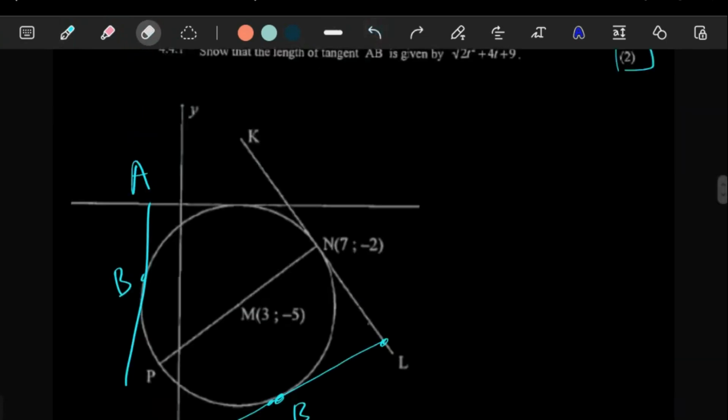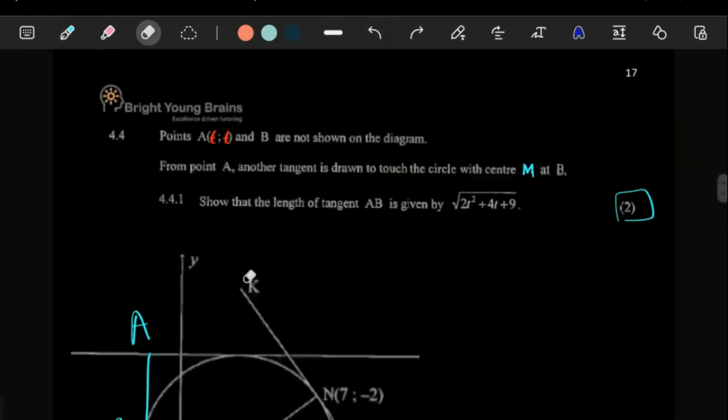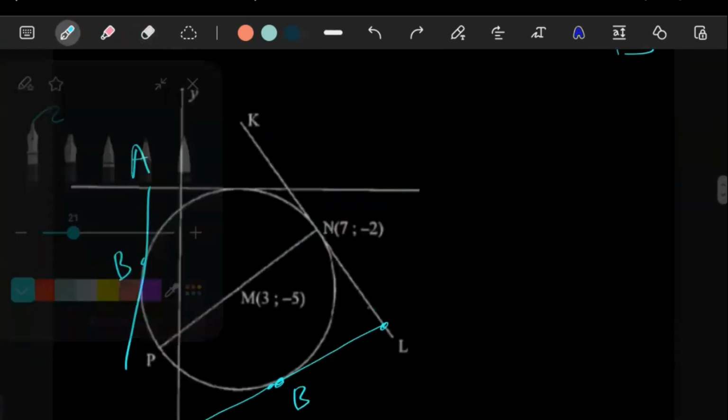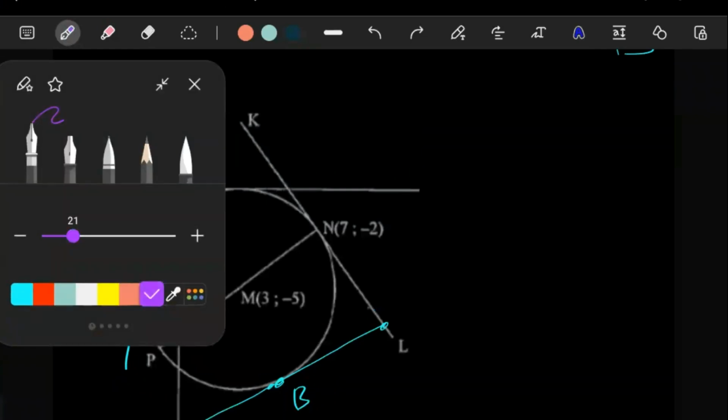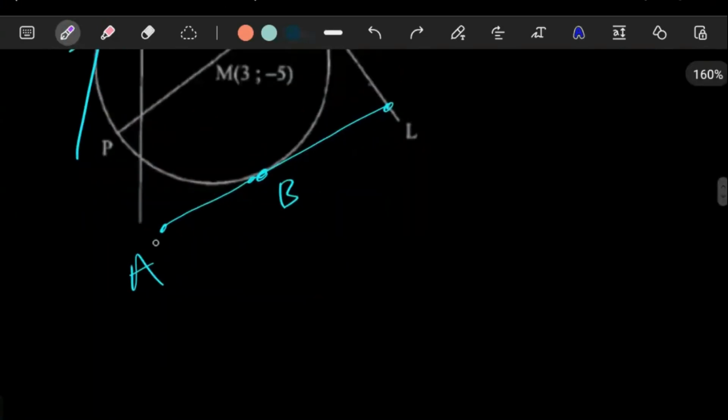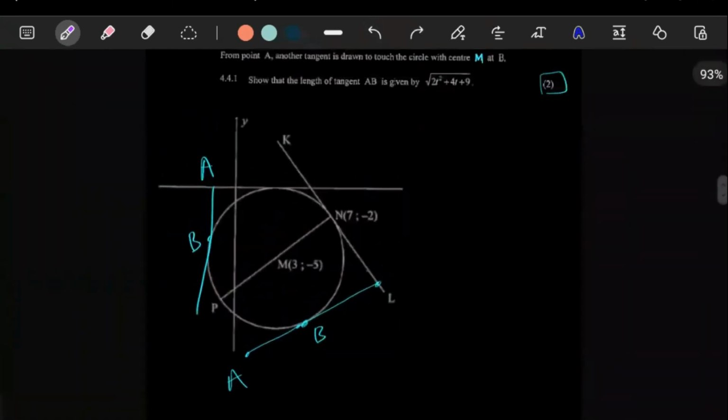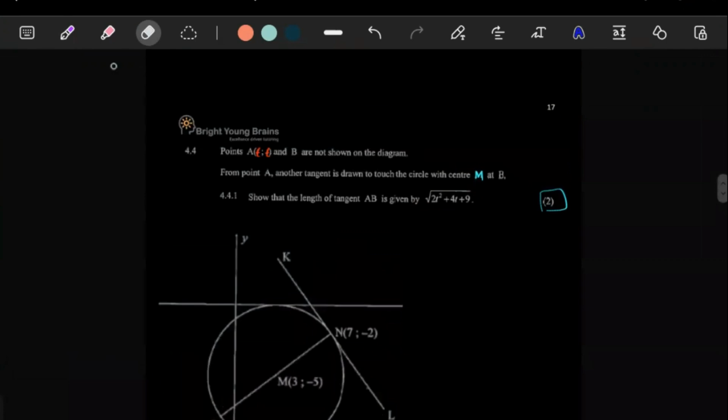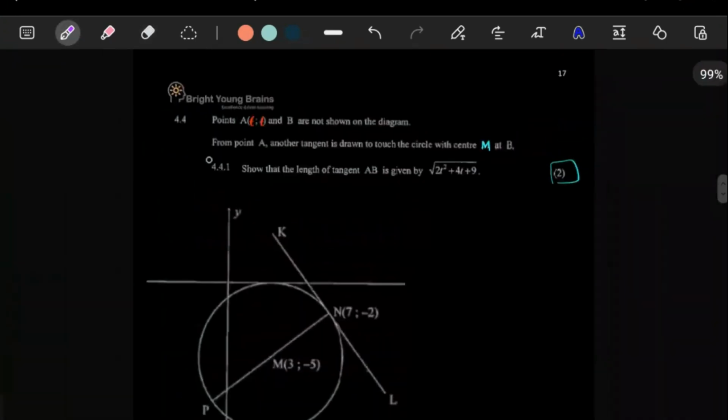So it doesn't matter what your tangent looks like. What matters is they're asking for the length of AB, right? They said we should show that it is given by this equation. So fortunately, it doesn't matter what the value of A is going to be. The thing is, the A and the B, they are equal to each other. So if A and B are equal to each other, this is where you need to be strategic now. If A and B is the same X value and the same Y value, it means that the point A can only be on this line here, you see?